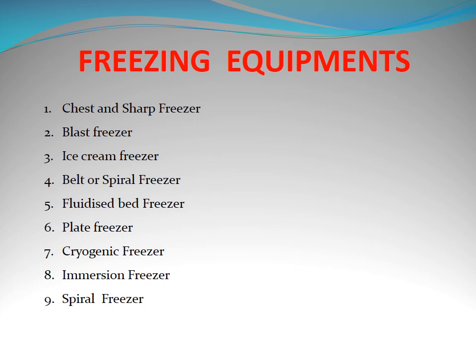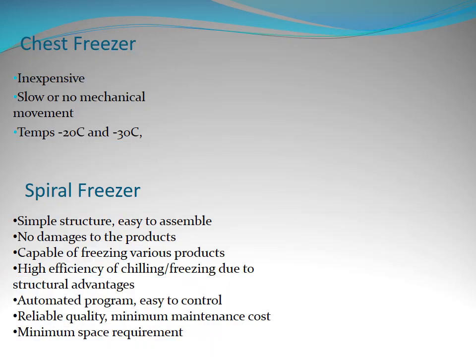Various types and specifications of equipment are used for freezing, and those you are seeing in the slide: chest and sharp freezer, blast freezer, ice cream freezer, belt spiral freezer, fluidized bed freezer, plate, cryogenic, immersion or spiral freezer. Now see what our chest freezer is.